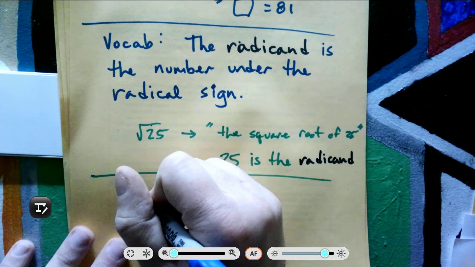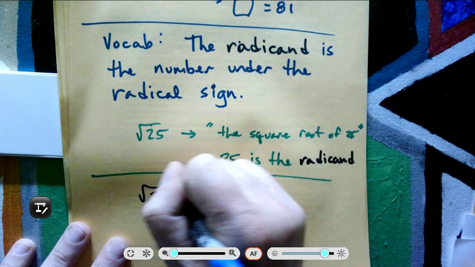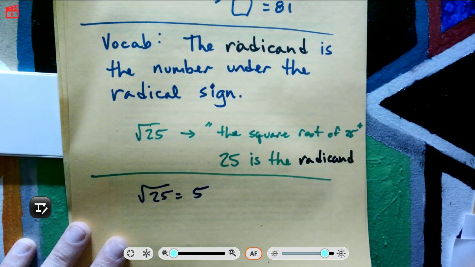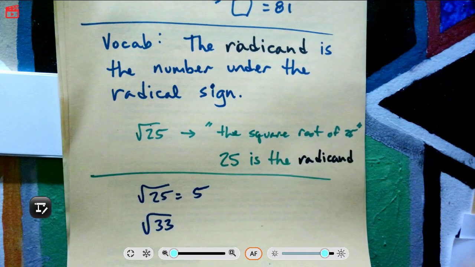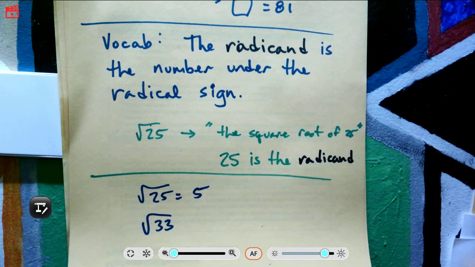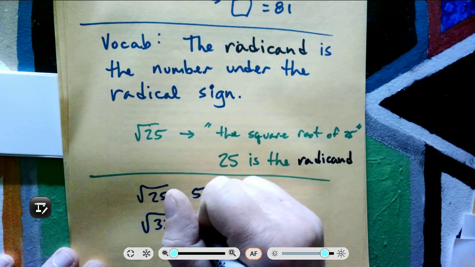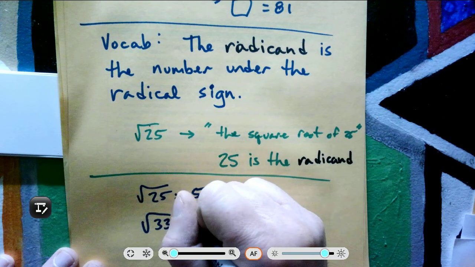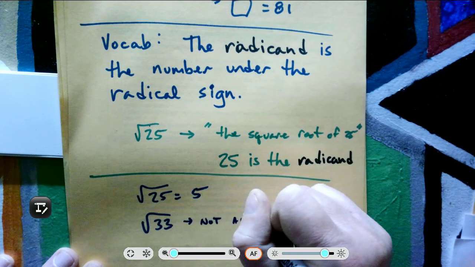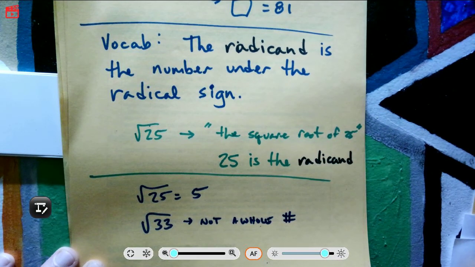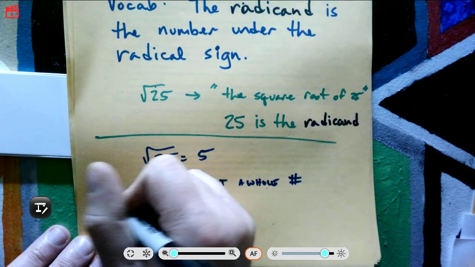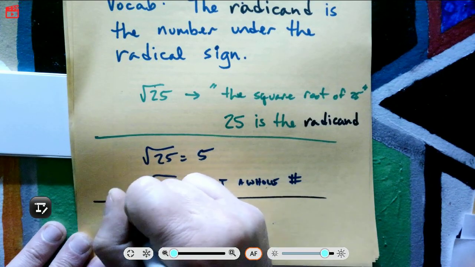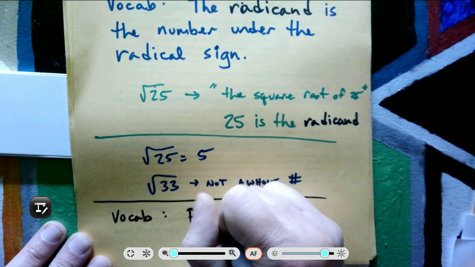Sometimes when we take the square root of a number, we get a whole value. Sometimes when we take the square root of a number, we get some decimal number that has repeating decimals without a pattern, and it's not a whole number. And that brings us to another vocabulary term. Perfect squares.